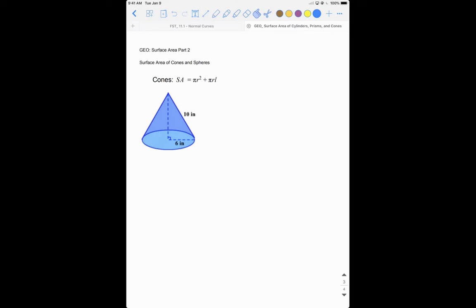All right, so today we're going to talk about two other shapes. We're going to talk about the surface area again, right? So again, surface area is like the coverage of each shape. And we're going to talk about surface area of cones and spheres this time today. So first we're going to look at cones.